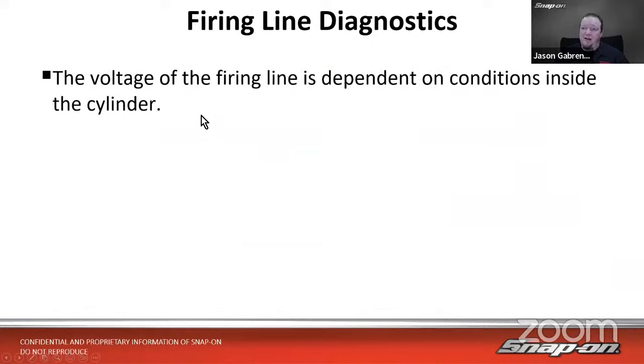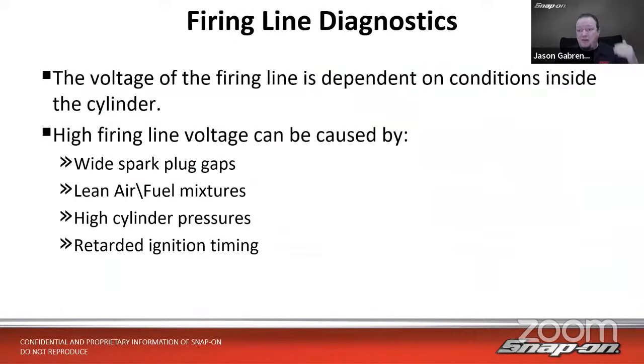So when it comes to the firing line, the voltage of the firing line is going to be dependent on conditions inside the cylinder. High firing line voltages can be caused by wide spark plug gaps, because it has a wider gap to cross, so it needs more voltage to cross that gap. Lean air fuel mixtures, because lean gives me less hydrocarbons to burn, so it's going to have more voltage that's necessary. High cylinder pressures, because the higher the pressure, the harder it is to split those molecules apart. And retarded ignition timing, because of where it is in the stroke of the piston, will require higher firing line voltage.